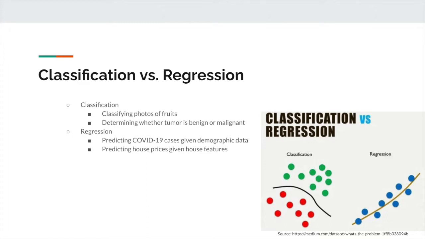Regression is a bit different in that you're trying to predict a numerical output, for example, predicting house prices given some house features, right? So given the number of bedrooms, number of bathrooms, the amount of land outside the house, predict the price of the house, right? There, you're not trying to determine what group some entity falls into. You're trying to predict a continuous numerical output given some data about the house.